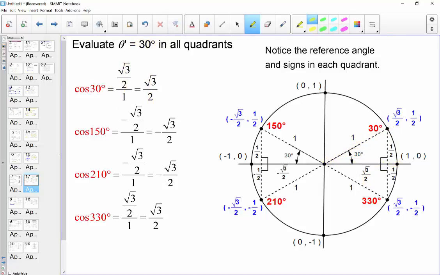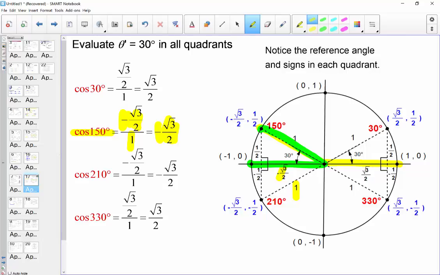Next, we're going to look at 150 degrees, and its reference angle will be 30 degrees because 180 degrees minus 150 is 30 degrees. Now we can evaluate cosine of 150 degrees using 30 degrees as a reference angle. So the adjacent side of 30 degrees in quadrant 2 is a negative square root of 3 over 2, over a hypotenuse of 1, so it simplifies to negative square root of 3 over 2.